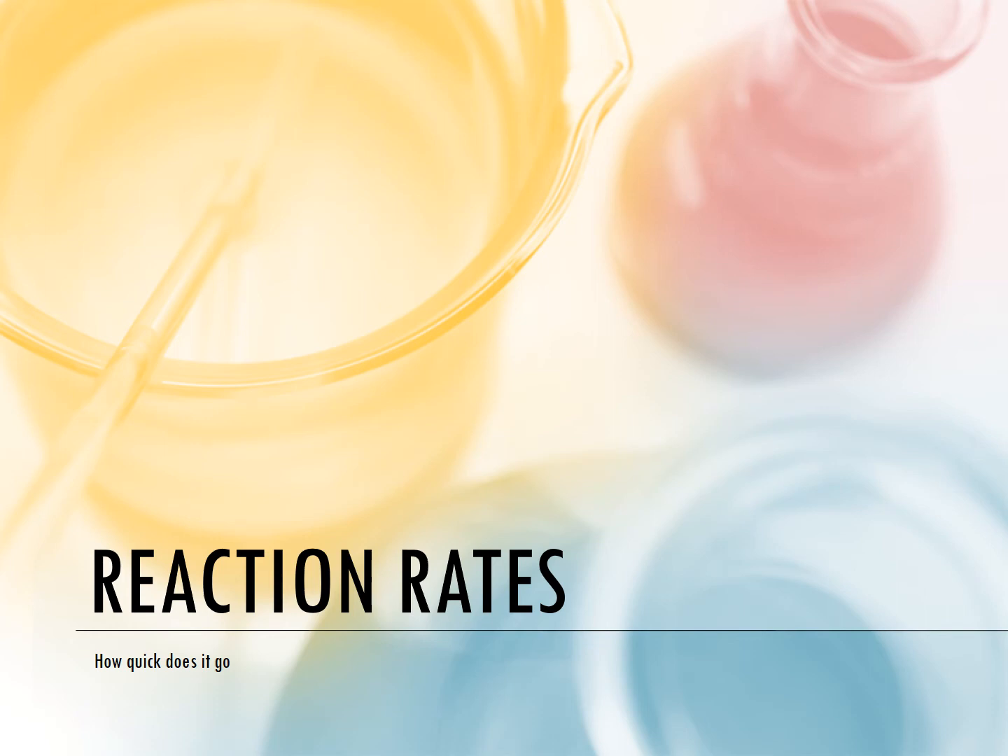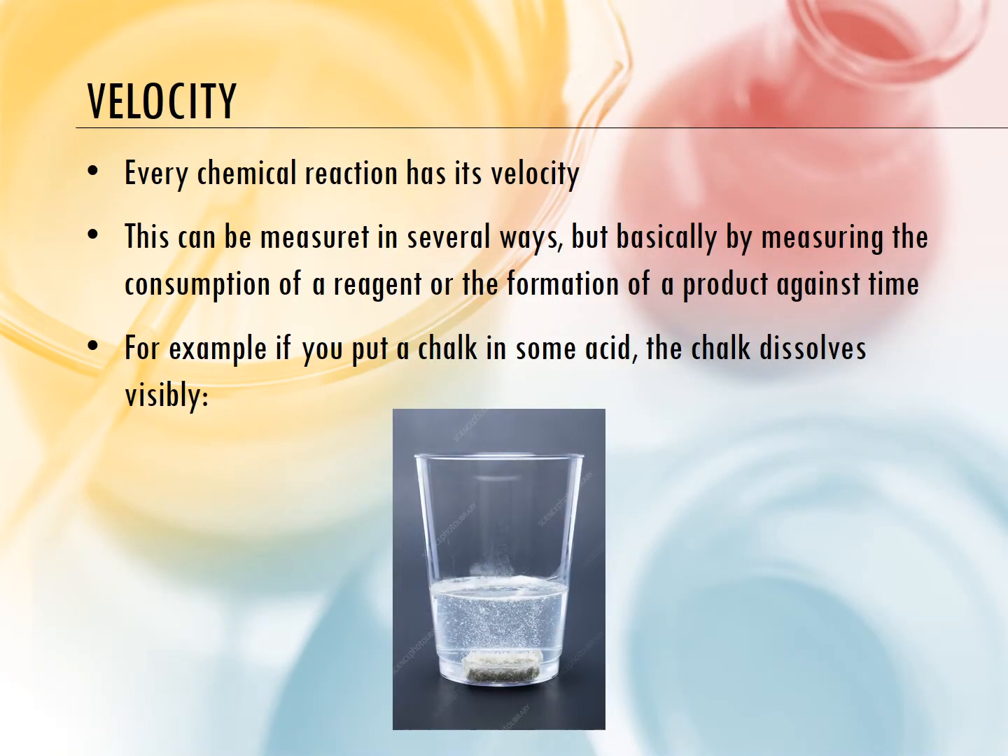This video shows you and tells you about what happens when a reaction happens, when you follow the concentration or the production of products or the disappearance of reactants. In other words, what we call the reaction rates. So every chemical reaction has its own velocity, so you can measure it by, as I said in the beginning, measuring the consumption, the disappearance of a reagent, how quickly it disappears, or how quickly a product is formed.